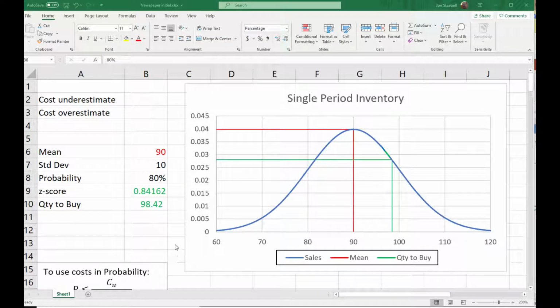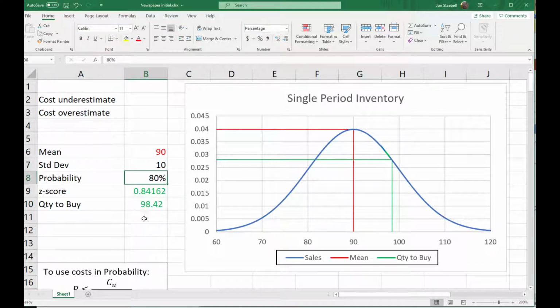Okay, in the last video, we calculated how many units of inventory to start the day with if we want to have this percentage, 80% chance of not running out of inventory before the end of the day, given an average and a standard deviation.